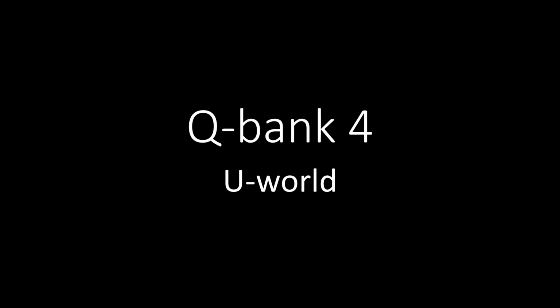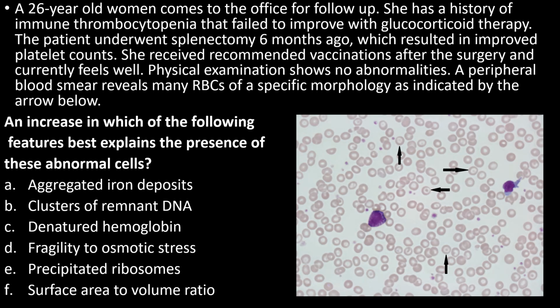So let's start. In this case, a 26-year-old woman comes to the office for follow-up. She has a history of immune thrombocytopenia that failed to improve with glucocorticoid therapy. The patient underwent splenectomy 6 months ago, which resulted in improved platelet counts. She received recommended vaccinations after the surgery and currently feels well.